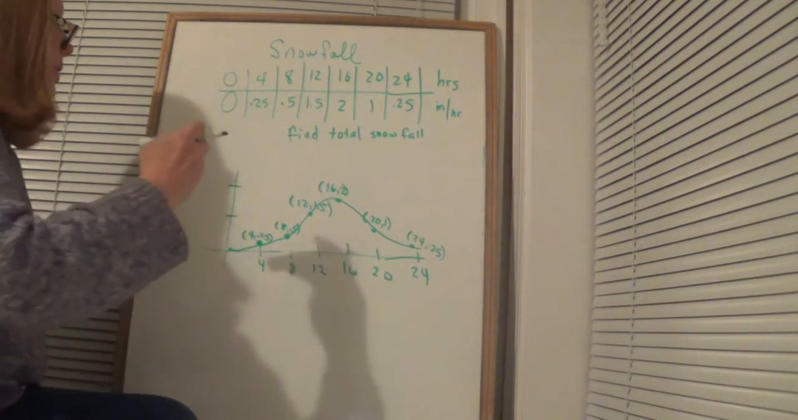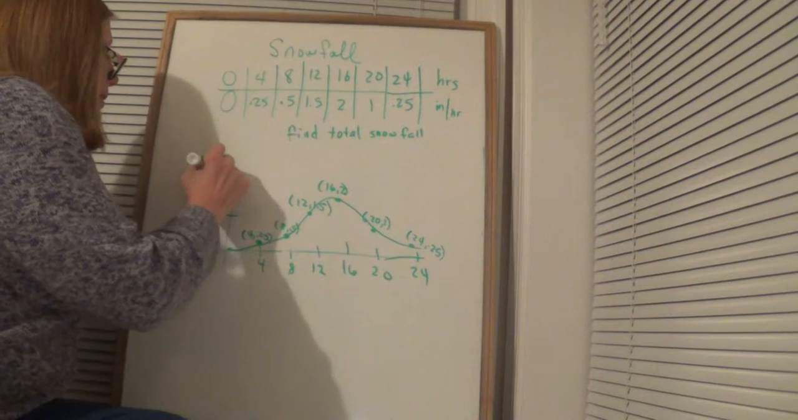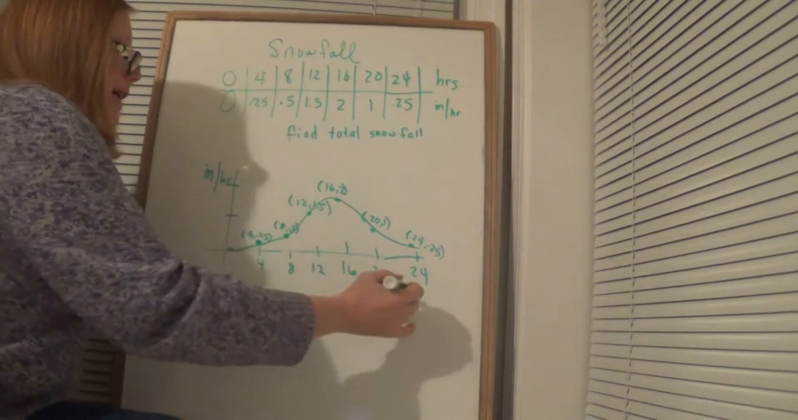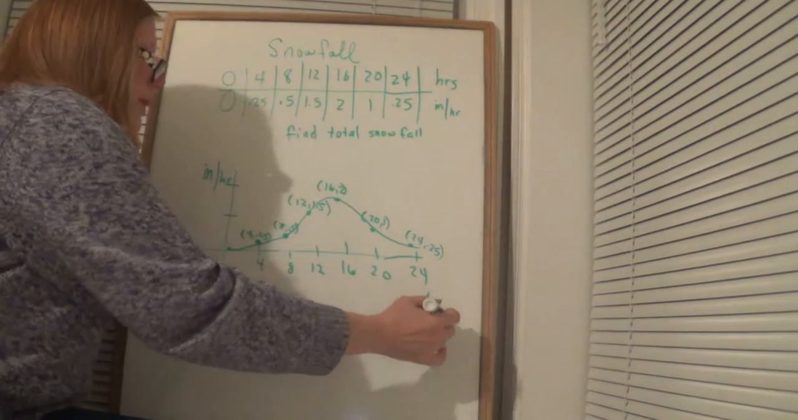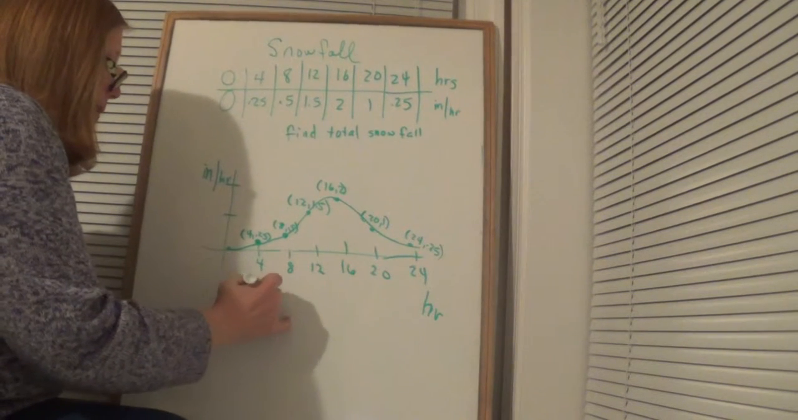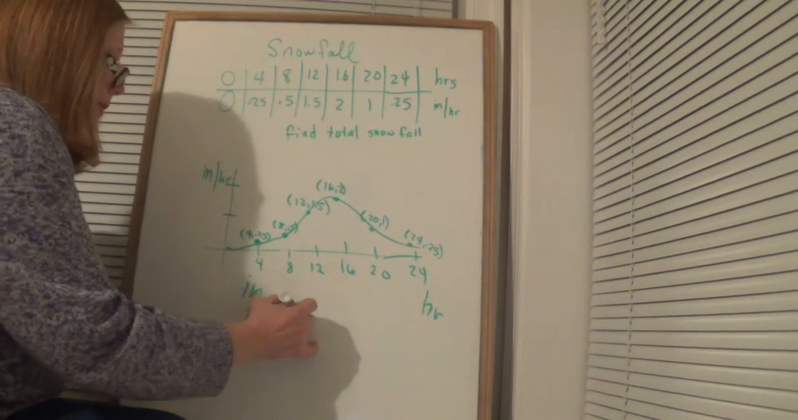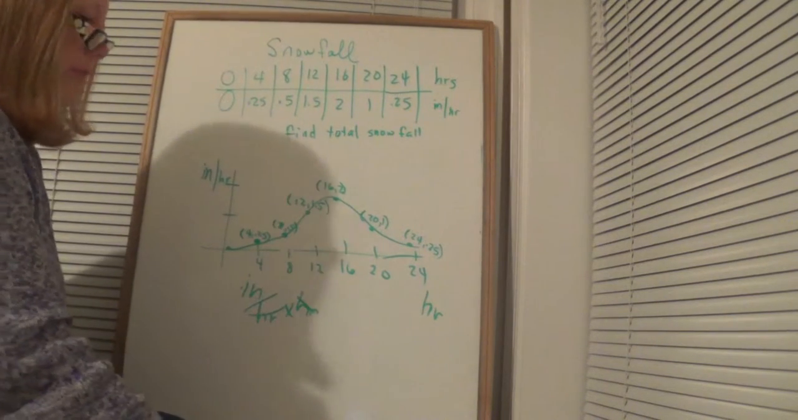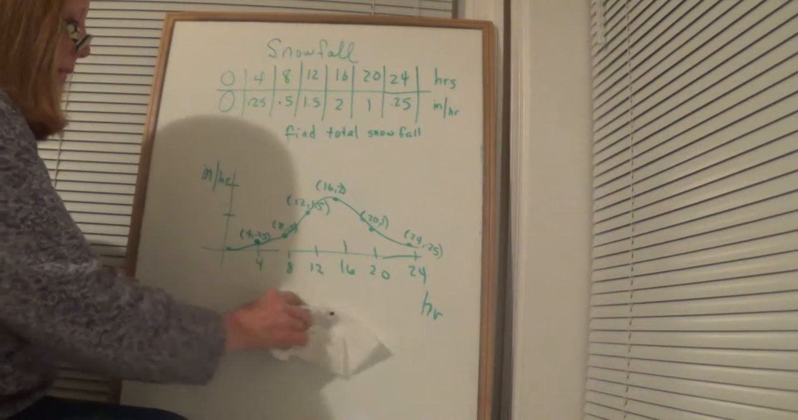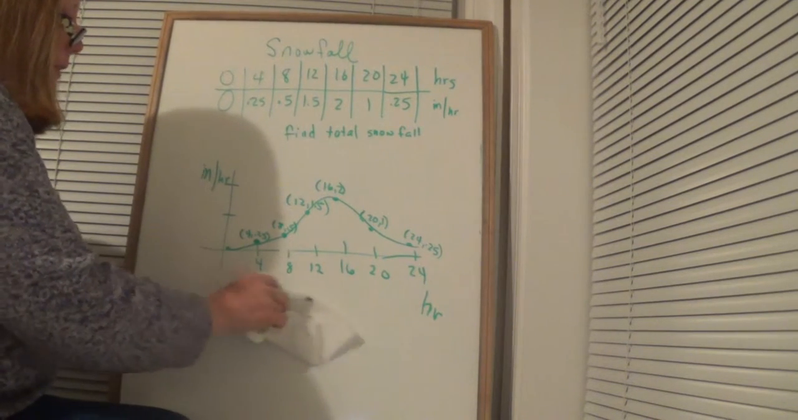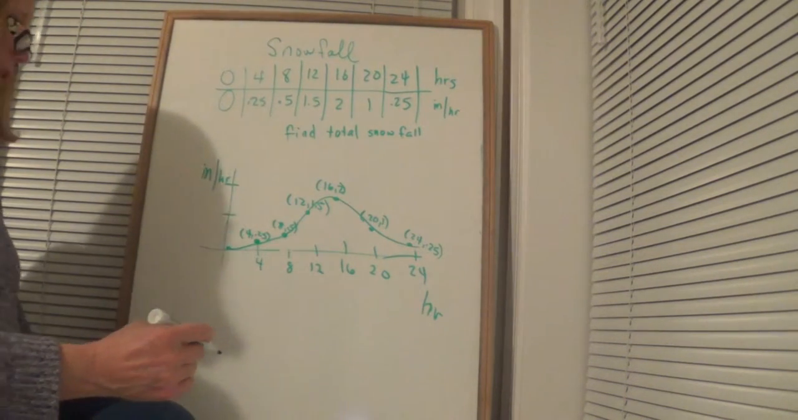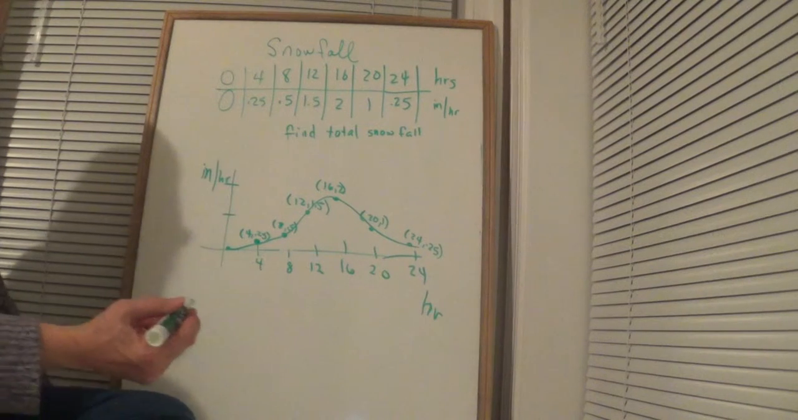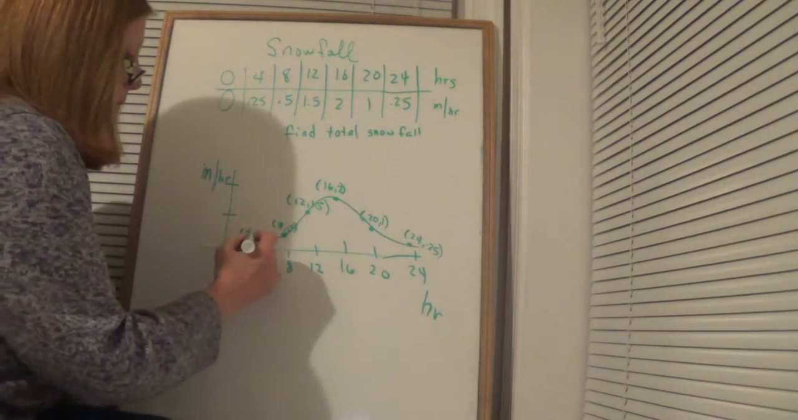And if this is inches per hour and this is hours, you can see that inches per hour times hours will give us the total inches. So we're looking for the total snowfall, so it is found under the curve. So we verified that. So let's draw in our trapezoids. So we're going to find the area with trapezoids.